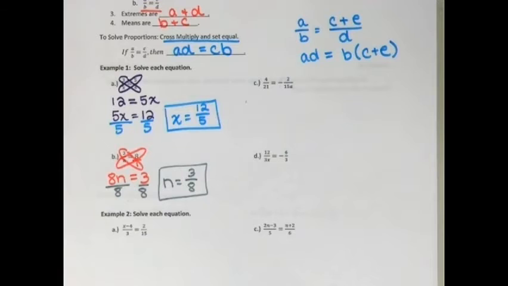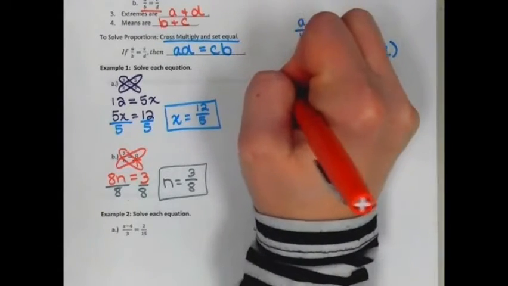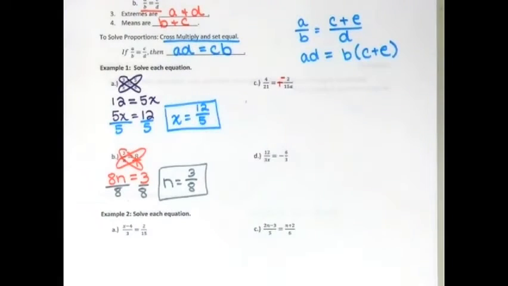Now, looking at C, what's different with C? There's a negative. So let me ask you, does that negative go to both numbers or just one of the numbers? Just one. Now, does it matter which one you put it with? No. So I tend to always put it with the number, not the variable, whatever the number is. But it doesn't matter. Just make sure you put the negative with one of the numbers, not both. Okay. And now let's cross multiply.